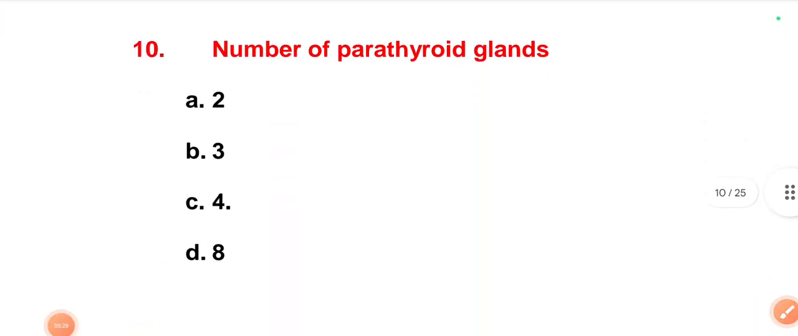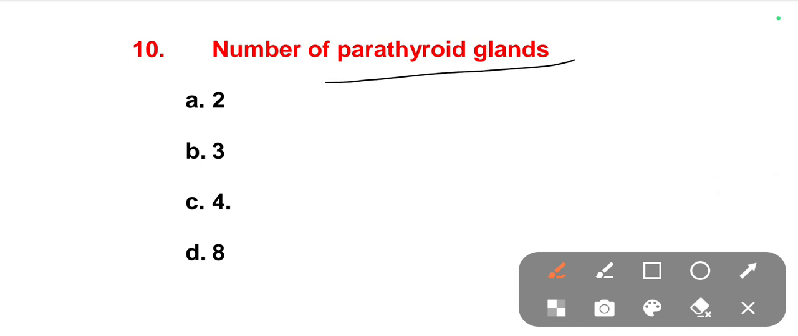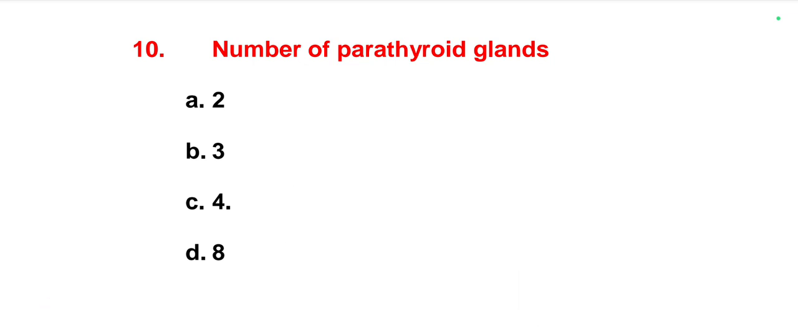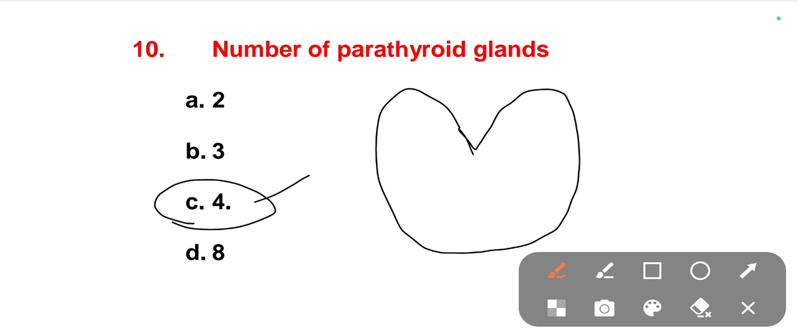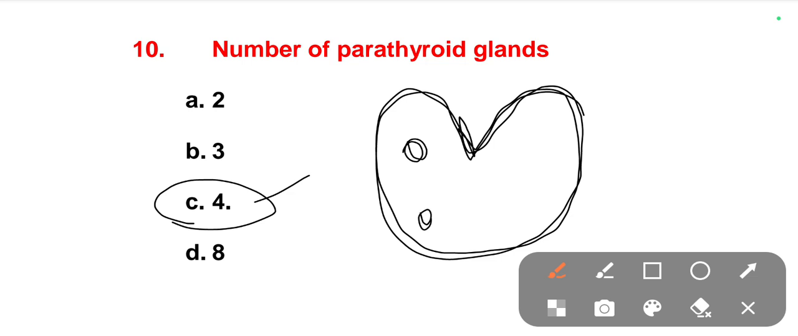The next one is number of parathyroid glands. Options are 2, 3, 4 and 8. The right one is option C, 4. Okay, this is like a thyroid gland, but the parathyroid glands are present on the posterior wall of the thyroid gland. So these are the small glands which are called parathyroid glands.